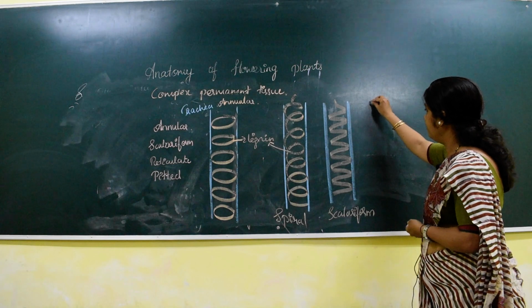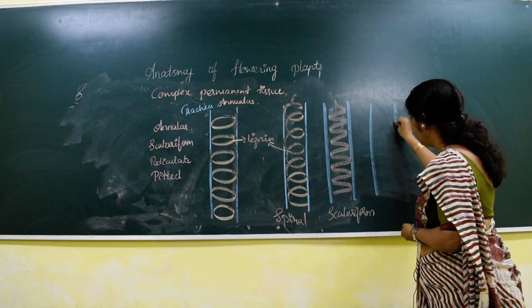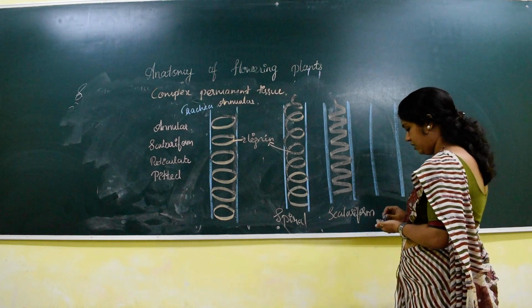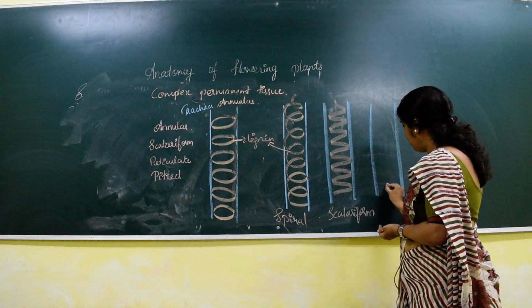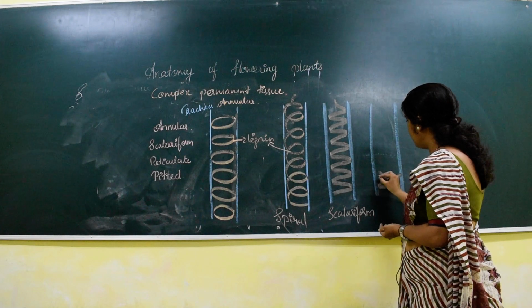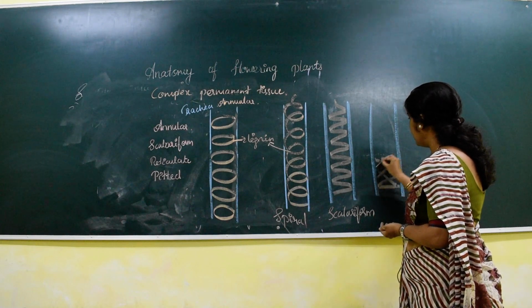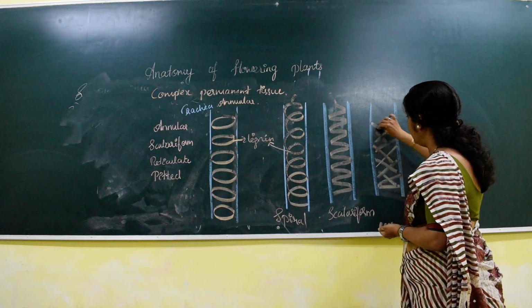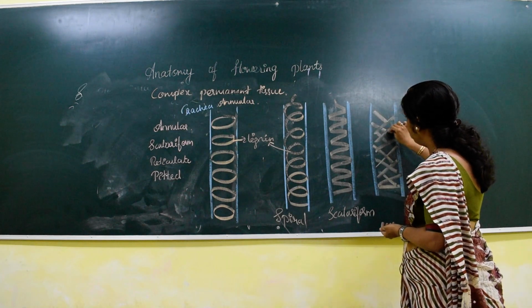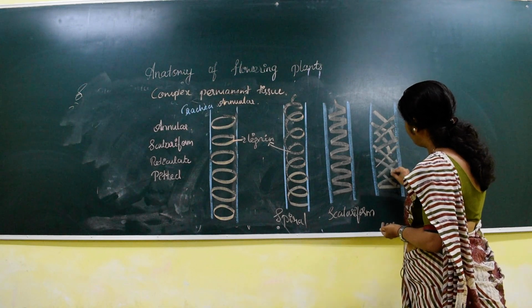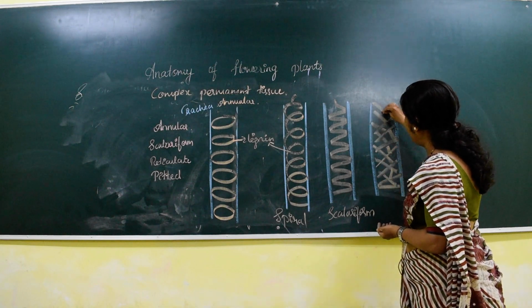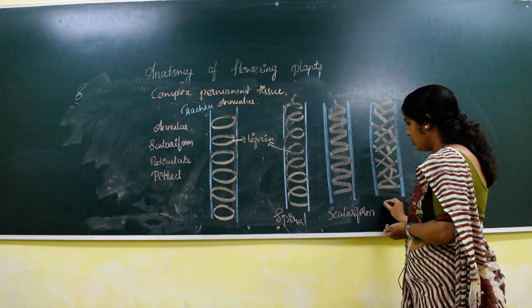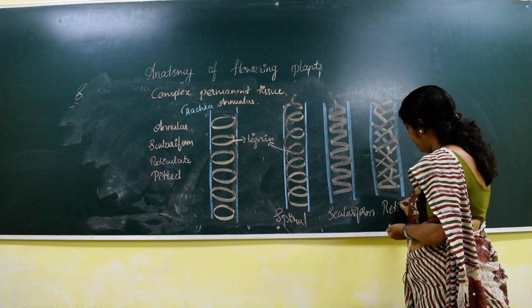Next comes the reticulate. The word reticulate refers to network-like. So the deposition of lignin is in the form of a network. There is no exact particular pattern. It will be in the form of a network which is connected with one another. Network-like, web-like also we can say. Understood? It is in the form of a network. This is called reticulate.